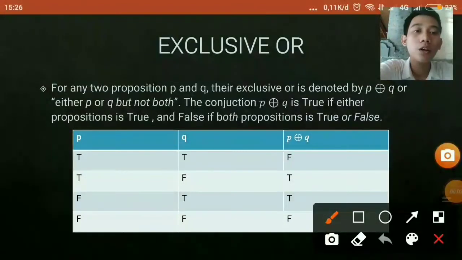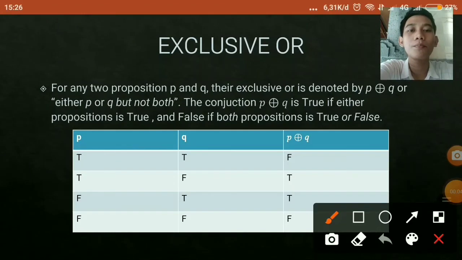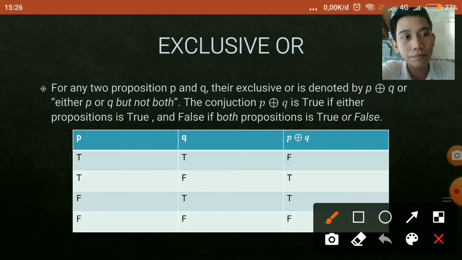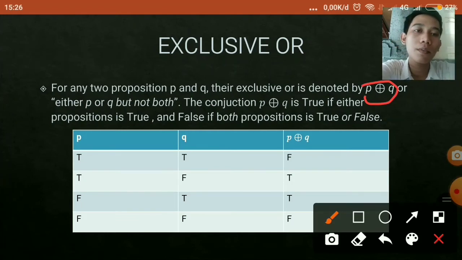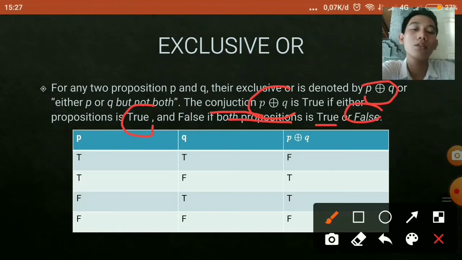Next, we will talk about exclusive OR. For any two propositions P and Q, their exclusive OR is denoted by this. Exclusive OR means either P or Q but not both. The exclusive OR is true if either proposition is true, and false if both propositions are true or both are false.